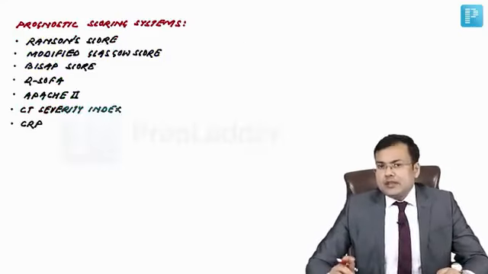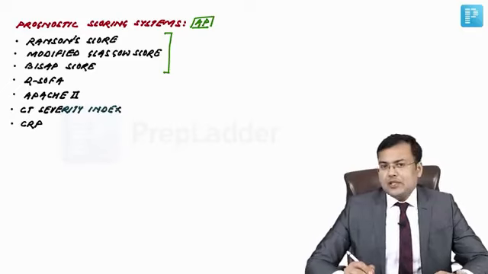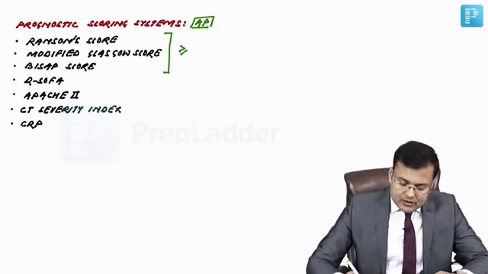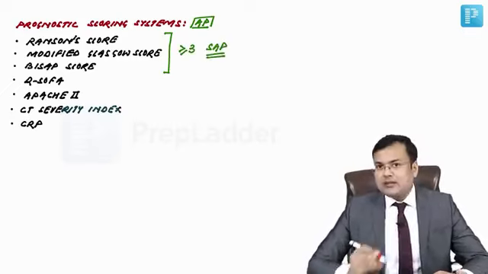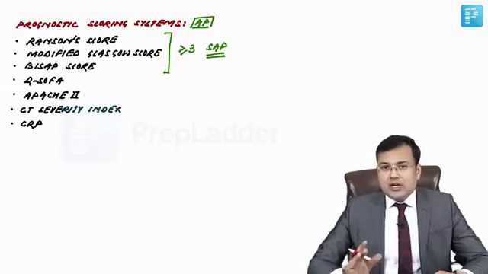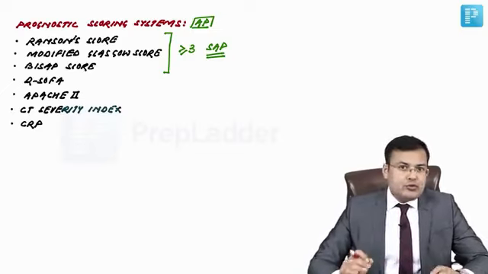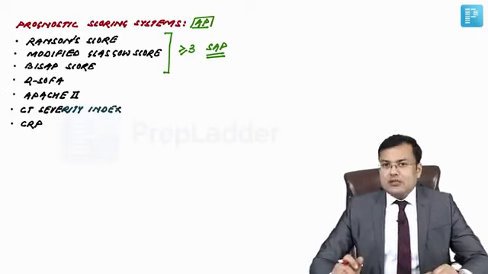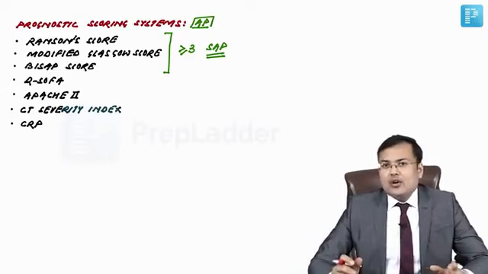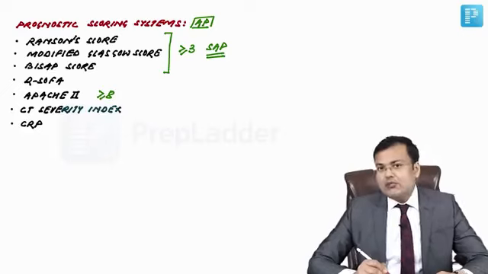What are the prognostic scoring systems in acute pancreatitis? So there is Ranson score, modified Glasgow score, and Bishop score. In all these three, if the score is more than or equal to 3, it means patient is having severe acute pancreatitis. There is another scoring system, that is QSOFA, quick sequential organ failure assessment. There is APACHE 2, acute physiology and chronic health evaluation 2. And what should be the score here? If it is more than or equal to 8.